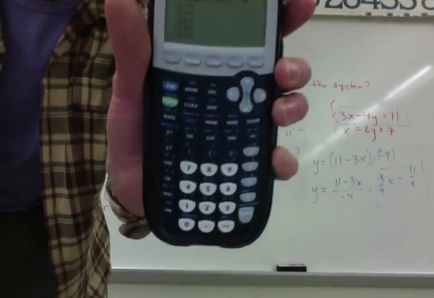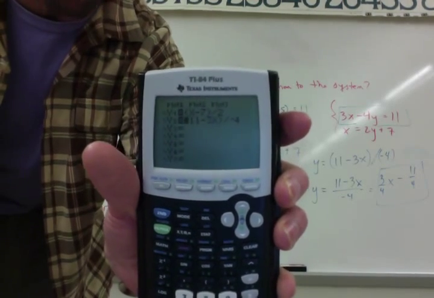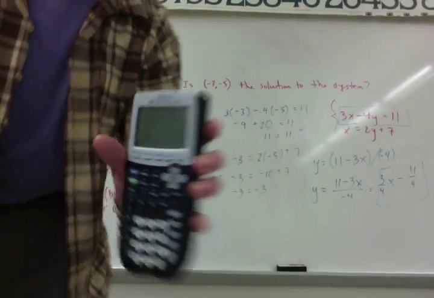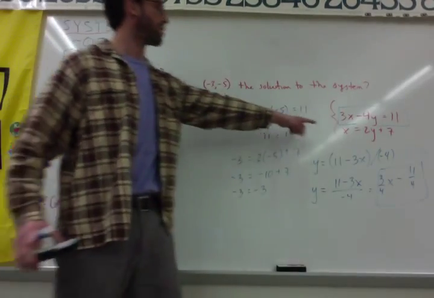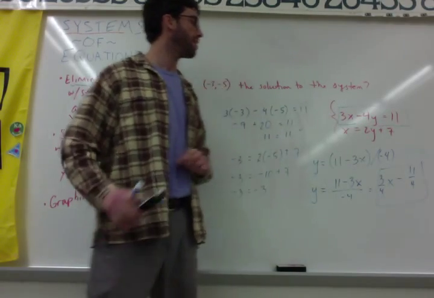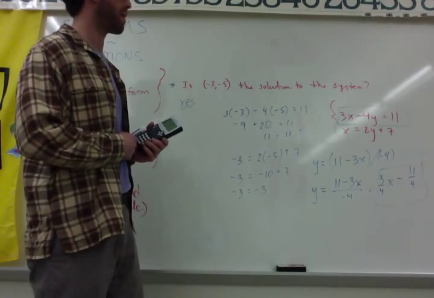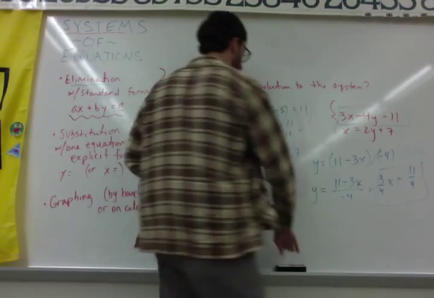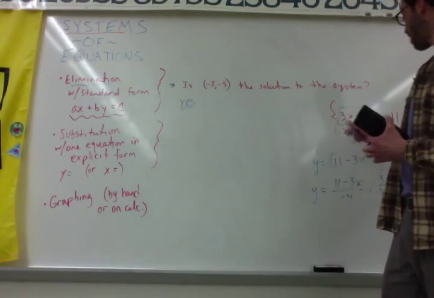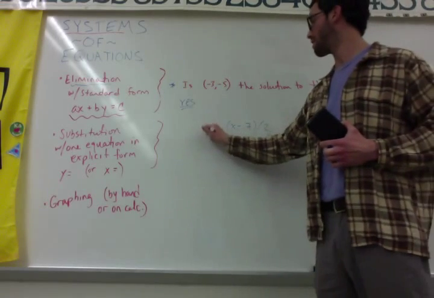For the first equation, I have y equals, parentheses, 11 minus 3x, and then over -4. For the other equation, if you solve this one for y, you'd be taking away 7 and then dividing by 2, right? Taking away 7 and then dividing by 2. So you get x minus 7 divided by 2. We would type it in the calculator like this.